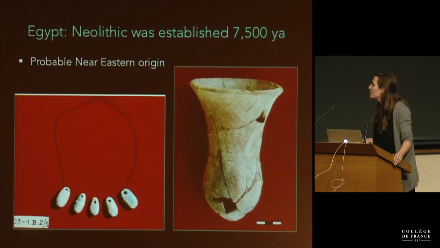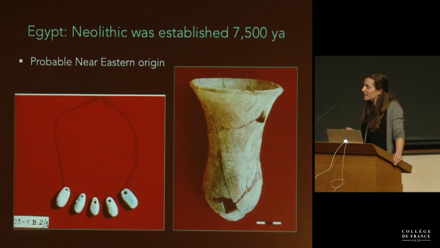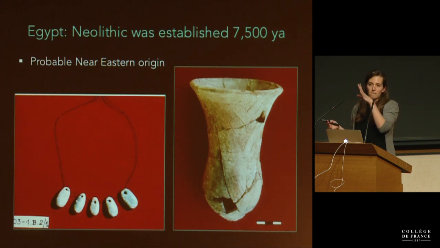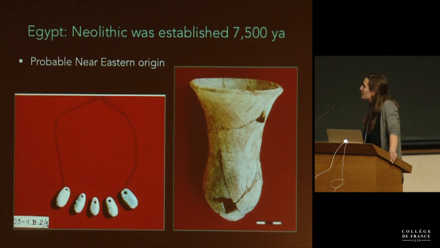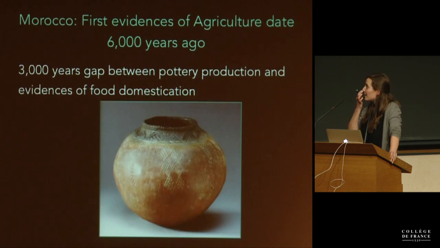But also, I would like to add some archaeological evidence to try to discuss a little bit that theory about a continuum wave of Neolithization from Egypt to Western North Africa. So the Neolithic was established around 7,500 years ago. It's most likely that it had a Near Eastern origin, and it changed the lifestyle of the populations. There are a lot of evidences of changes in lifestyle. But in Western North Africa, actually in Morocco, the first evidence of agriculture dates around 6,000 years ago, but there is actually a 3,000 years gap between the first evidence of pottery and the first evidence of agriculture.